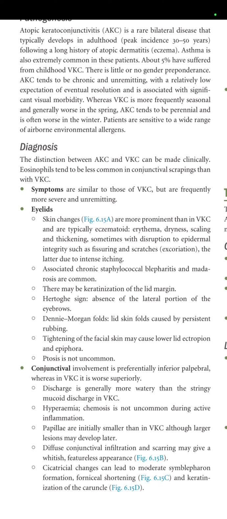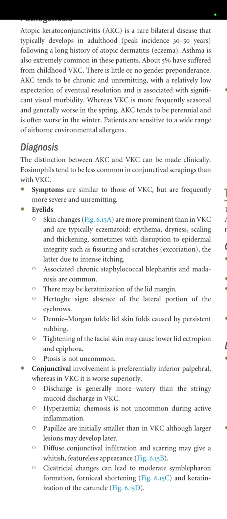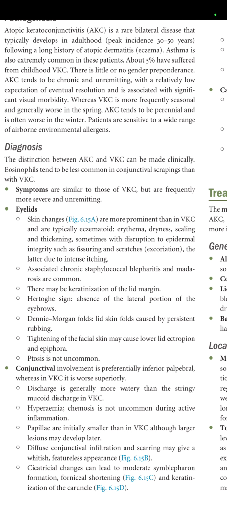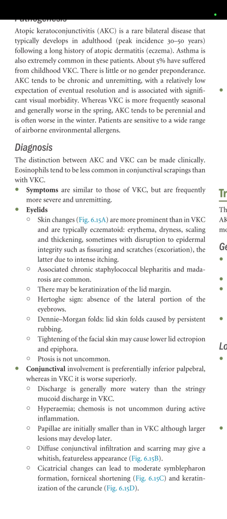Eyelids. So basically, I told you earlier that the skin will be involved because the rash is usually skin related. Skin changes are more prominent than in VKC and are typically toid erythema, which is basically redness of the skin, and dryness. The skin will be a little bit dry; you will feel that the skin is dry and needs some moisturizing. There is scaling and thickening, sometimes with disruption to the epidermal integrity, such as fissuring and scratches. The latter is due to intense itching on that area. Associated chronic staphylococcal blepharitis and madarosis are common.